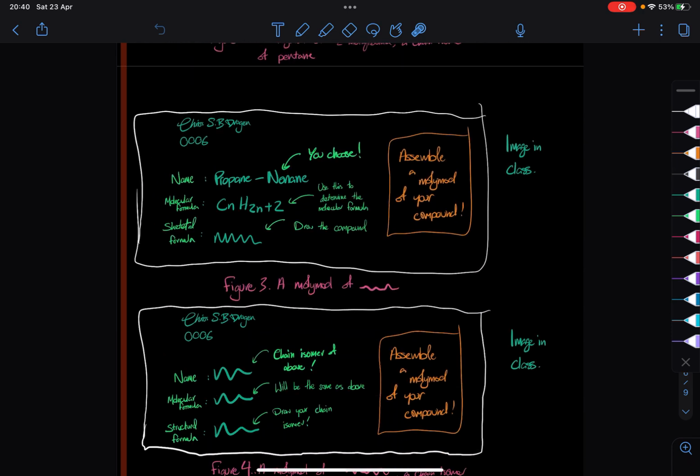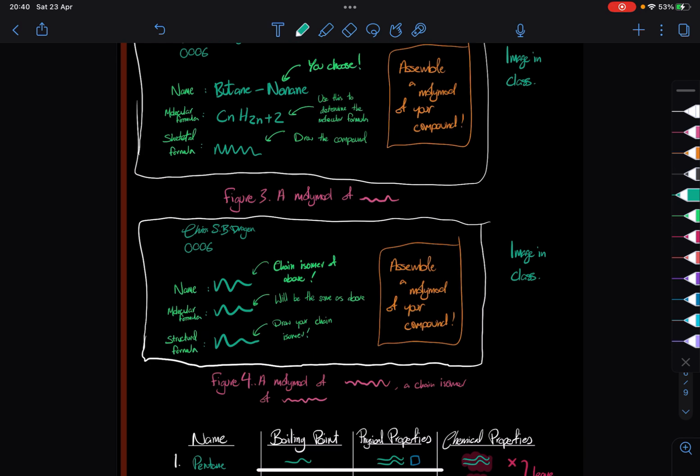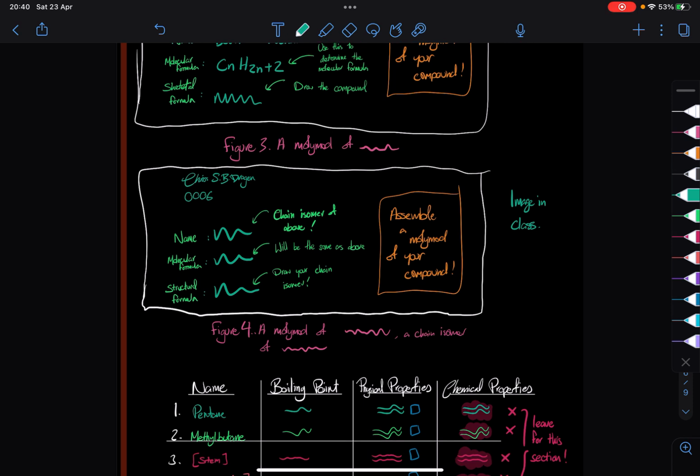Then you can do it again with 2 more examples of your choice. Here it says propane, that should be butane. Butane to nonane, pick one of those. Use that CnH2n+2 formula to work out what's the molecular formula of your chosen compound, and then you need to draw me the skeletal formula of that. Again, assemble it, take a picture of it, put it into your assignment. Figure 3 shows this. Then you need to change the arrangement of that by removing one of those carbons, attaching it somewhere else on your molymod, and then drawing and writing the name of that, the molecular formula and structural formula of that.